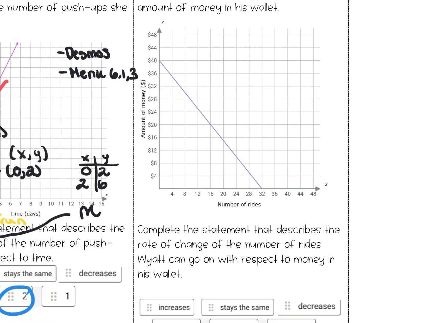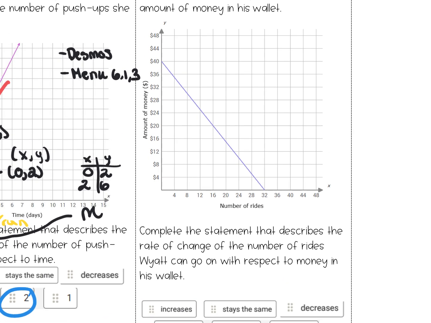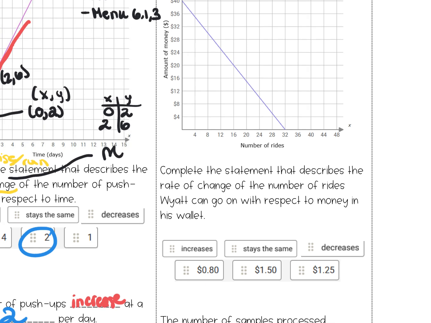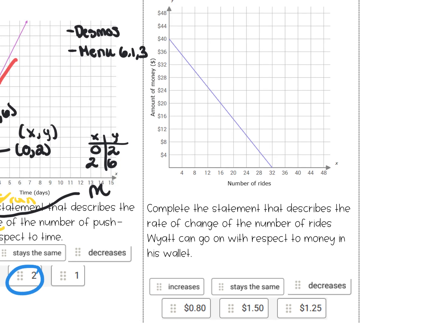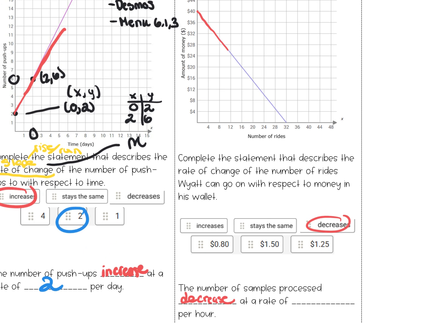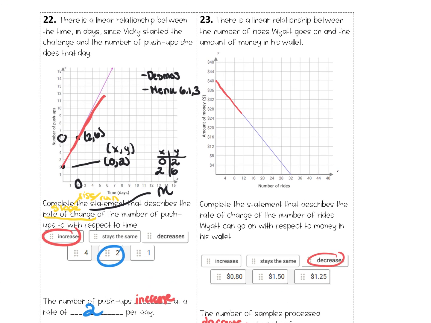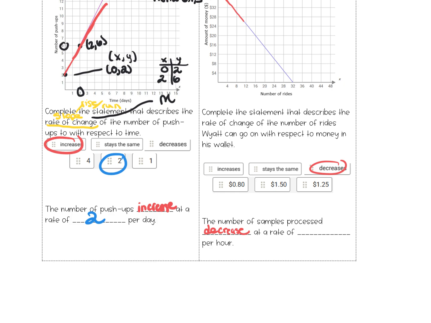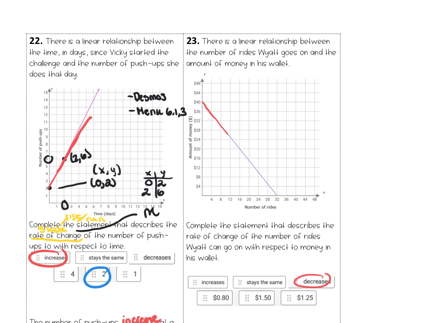So the next one is very similar. We're going to find 2 points, but before we even do that, let's get half the question right. If you look at this line, it's going down this time, like this. So that means it's decreasing. Sorry, it's not push-ups this time. Let me read the problem. The amount of money he has in his wallet. So the more he rides, the less money he's going to have. It's decreasing, and let's find the number that it's decreasing at.